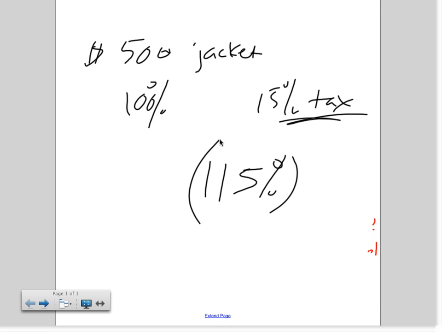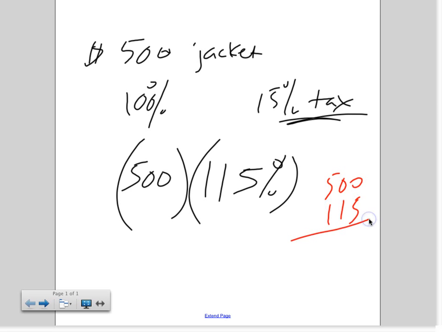So we are paying 115% of what price? Of the 500. And in mathematics, the word of means what operation? Multiply. There you have it. So let's take 500 times 115%. Do you have to move the decimal? We'll take care of that later. Take 500 times 115. Let's see what we have. Is that correct? Yeah. Okay, so 0, 0, 5, 7, 5. So 57,500.